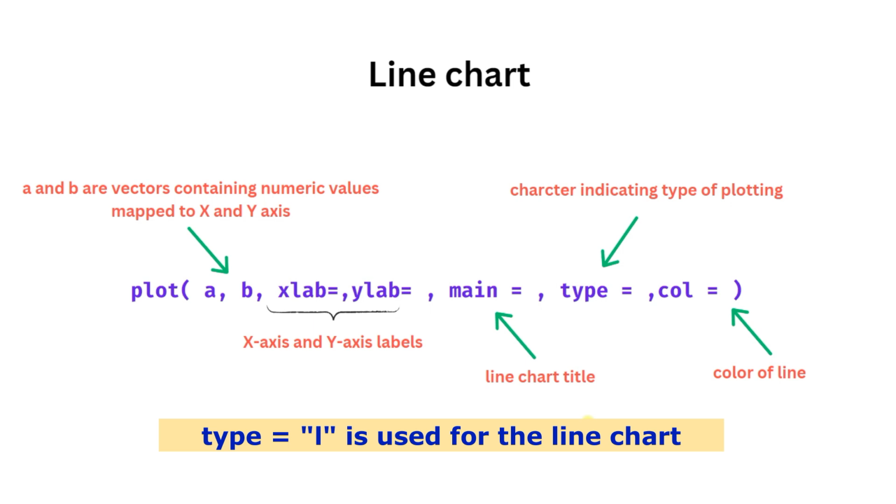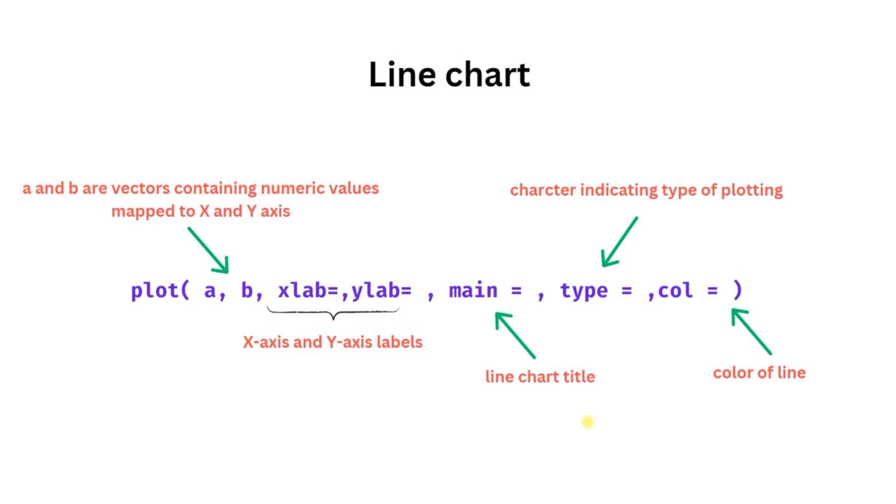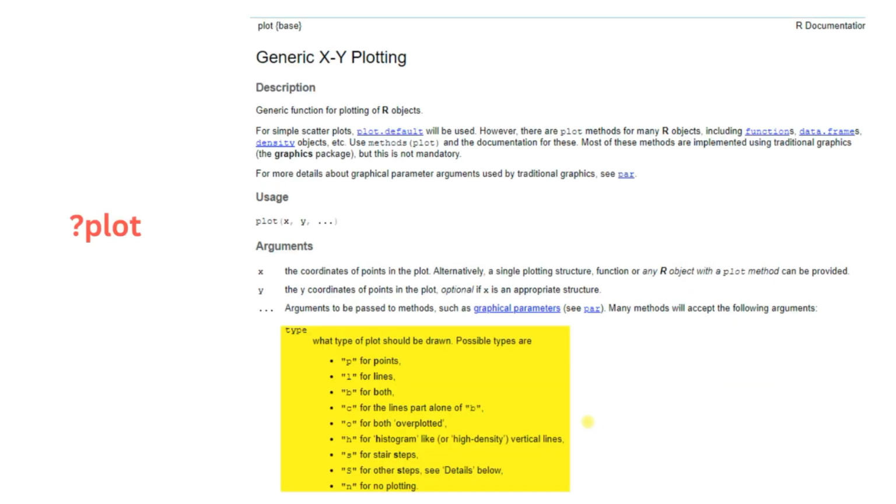Let's look at the help document of plot function. And if you refer to the arguments section, here you will get the list of various type values that you can use. The plot appearance will change based on the type value. So let's head over to the RStudio and generate a line chart.